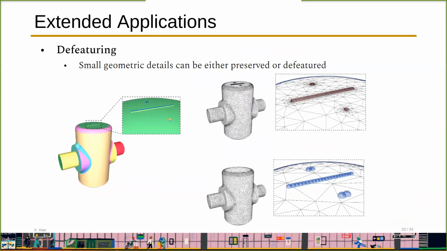Our method can also be extended straightforwardly to other applications. For example, defeaturing small geometric features in a CAD model. For the geometric details, we can choose either to preserve them in the final mesh using protecting balls, or to defeature them by using blending balls. The geometric details inside blending balls will be replaced entirely by implicit surfaces, such that we can get a mesh as if the geometric details did not exist at all.